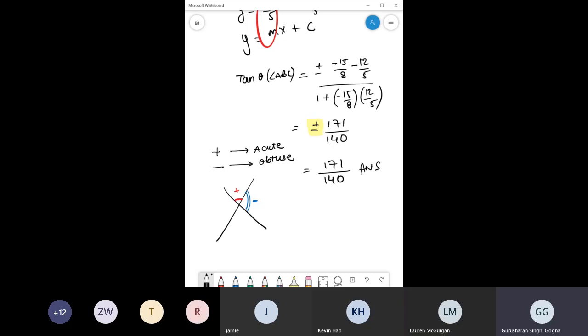So this is the answer. So this is how you can find out the angle between two lines if you know their slopes. Okay, that's the answer.